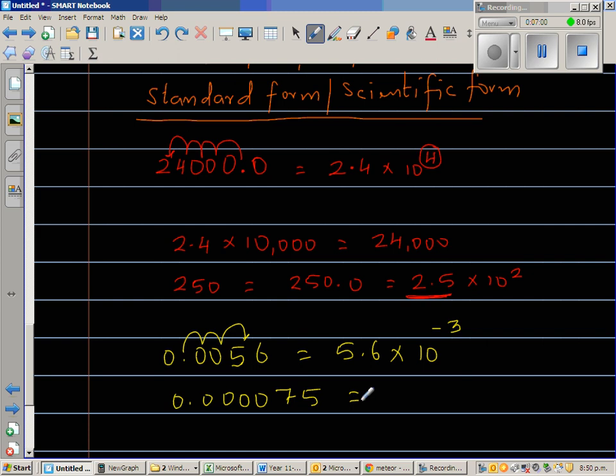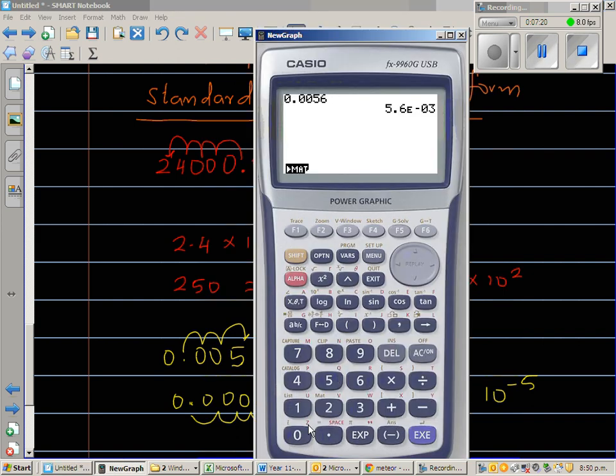Say it is 0.00075. Here this will be 7.5 times what? The decimal point should move how many places? 1, 2, 3, 4, 5 places to the right. It will be 10 to the power negative 5. So you've got 4 zeros and then 7 5. The calculator will say 7.5 e negative 5. E is 10, 10 to the power negative 5.